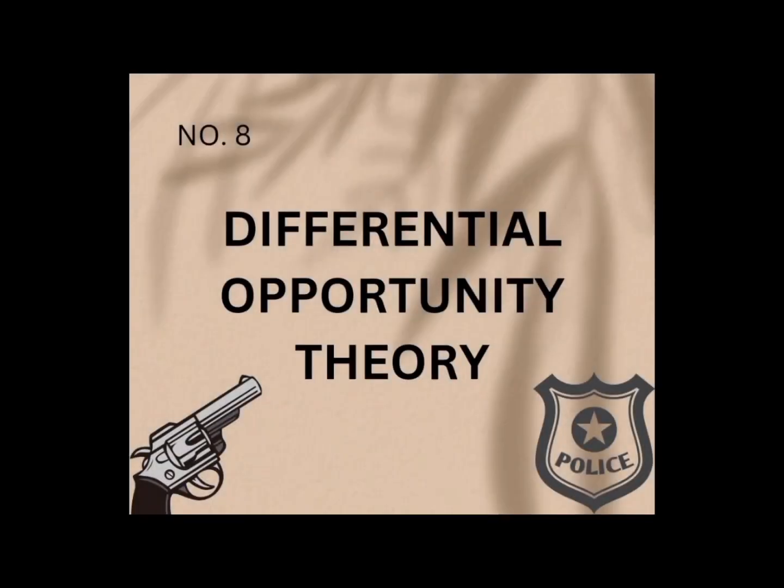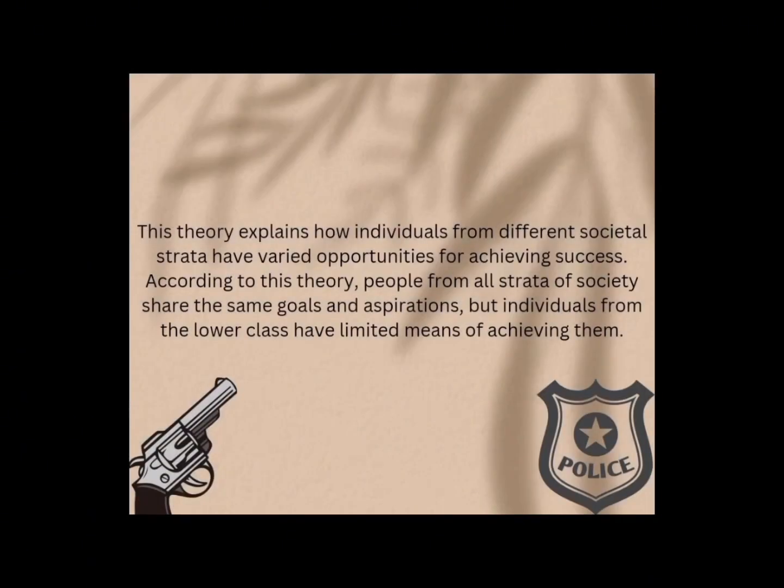Number 8, Differential Opportunity Theory by Richard Cloward and Lloyd Ohlin. This theory explains how individuals from different societal strata have varied opportunities for achieving success. According to this theory, people from all strata of society share the same goals and aspirations, but individuals from the lower class have limited means of achieving them.